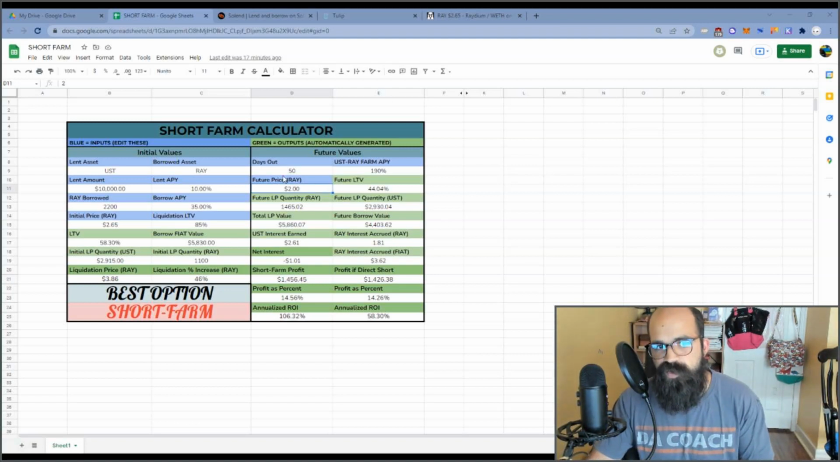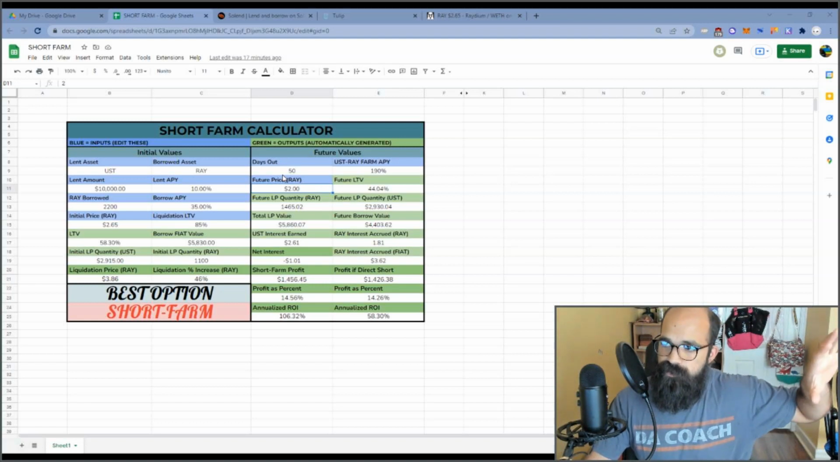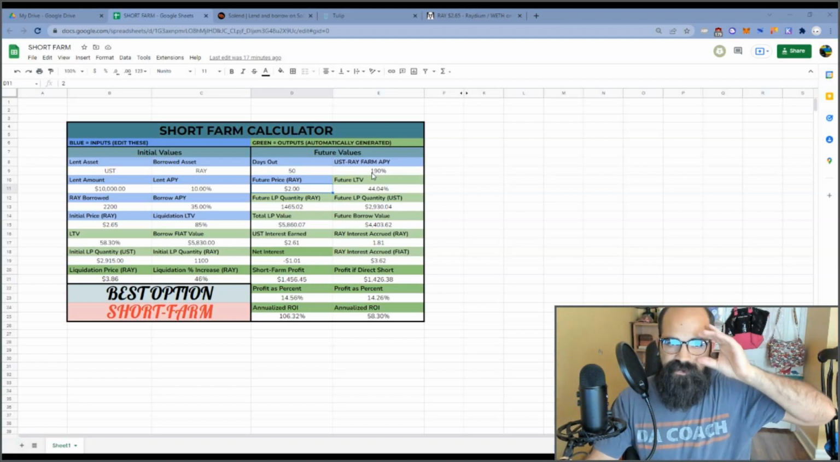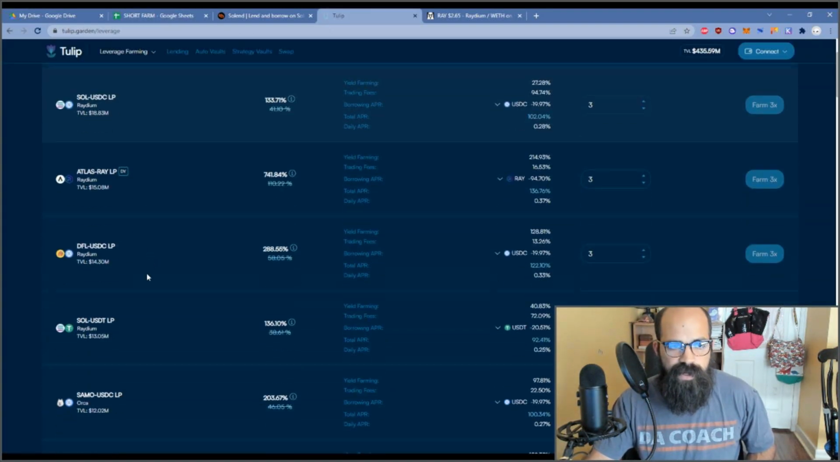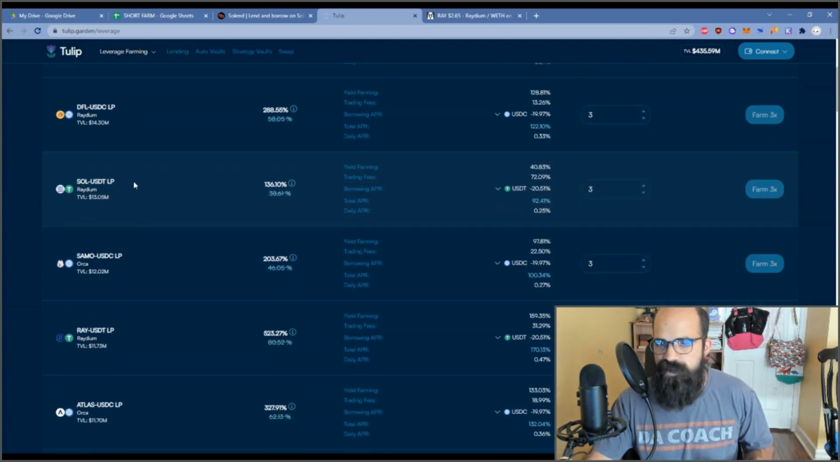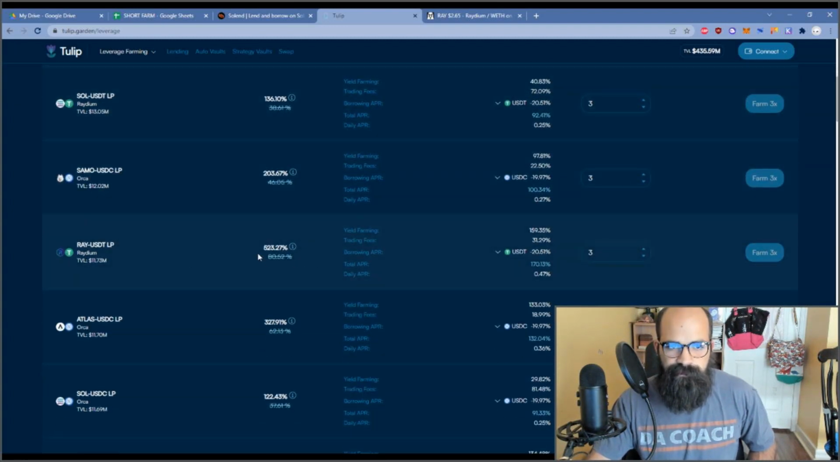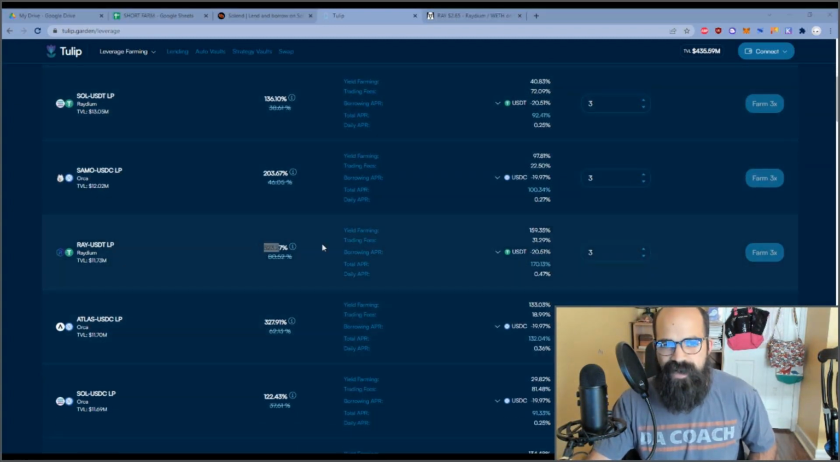So here we have 3 inputs. We have days out, which is the days into the future that we want to look at. We have the farm APY, which in this case we'll say is 190. You can get that straight from Tulip if you want to. Now, it says USD, it's USDT. Oh, it's actually gone, not Solana, sorry. Ray, here we go. It says 523. It's really not that high.